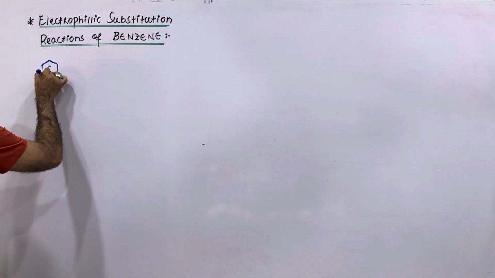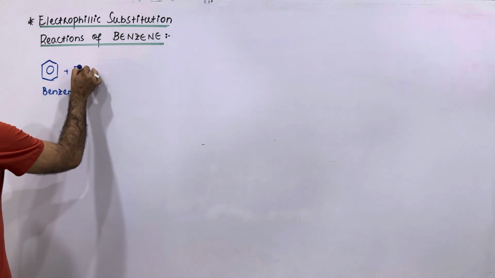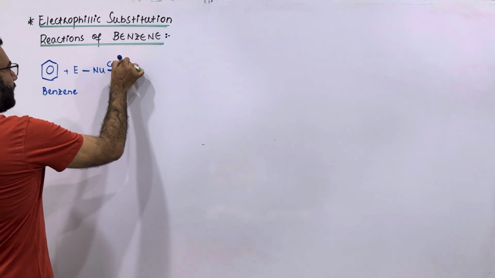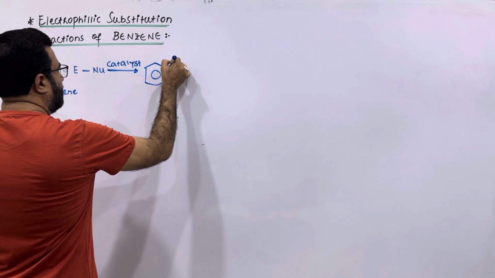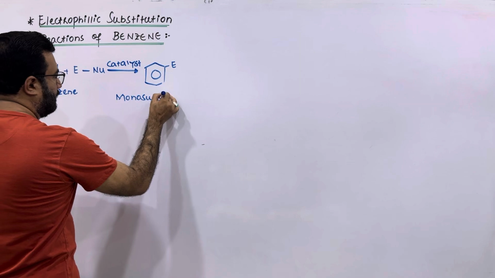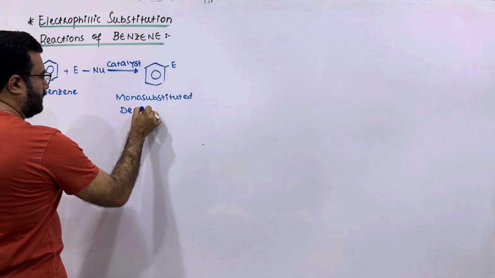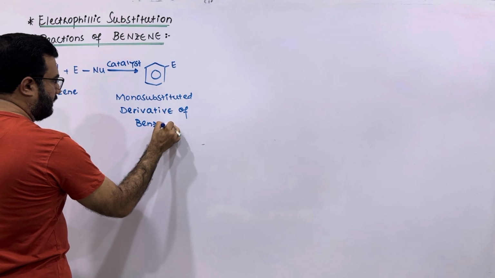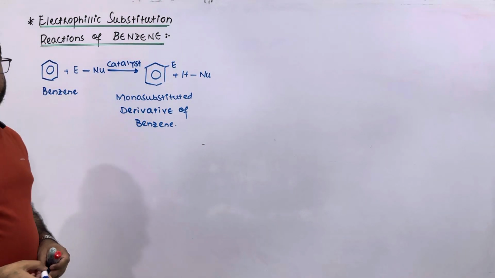These are the reactions in which an electrophile replaces one of the hydrogens of the benzene ring, and you will get the mono substituted derivative of benzene, and that hydrogen then combines with the nucleophile.